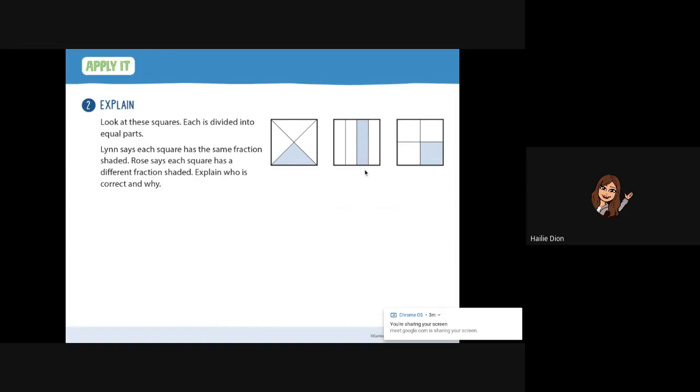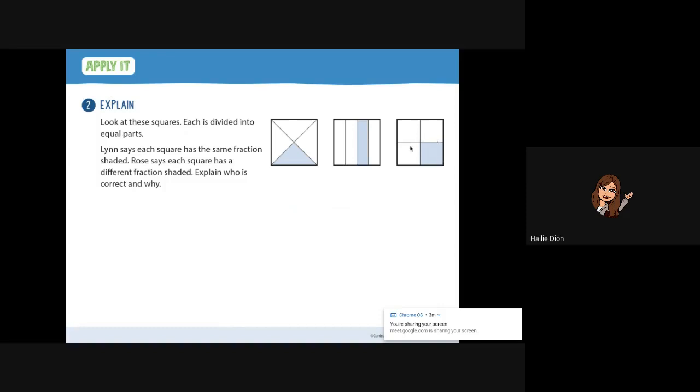So that means this one has a 1 in the numerator and a 4 in the denominator. So again, it sounds like we have 1/4 as a fraction. But just to be safe, we want to make sure Rose is completely correct or Lynn is completely correct. We want to check every single option. So let's also check this last one.